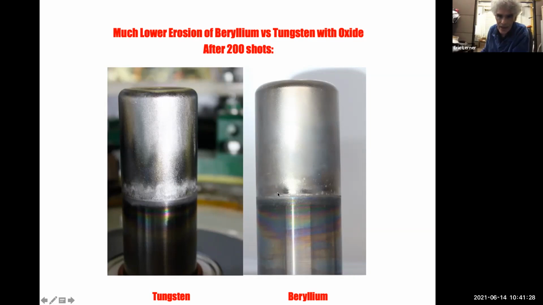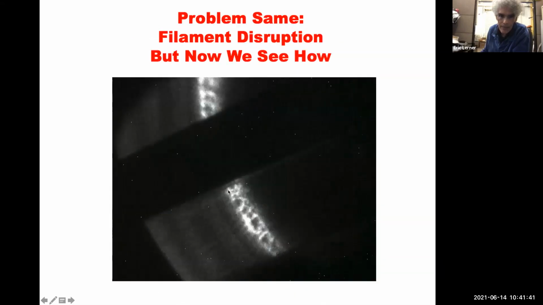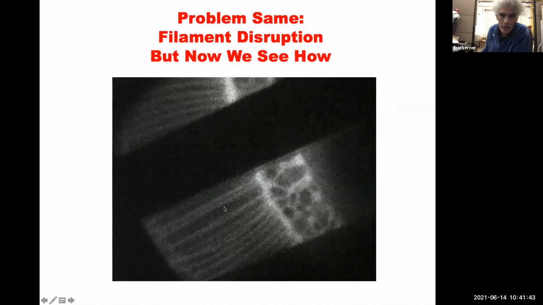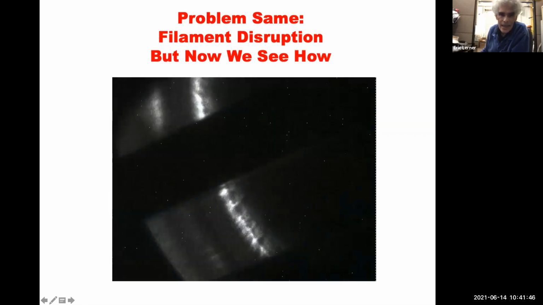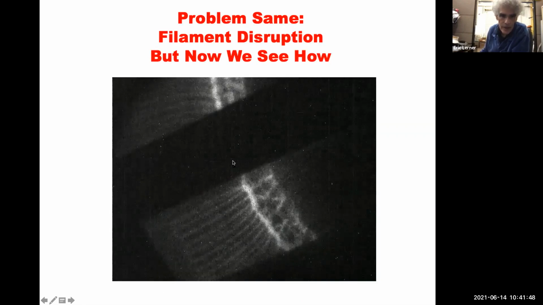And there's very little erosion. Some parts of it are still actually quite shiny right next to the insulator. So we did achieve that goal. But what we saw was still the disruption of the filaments.